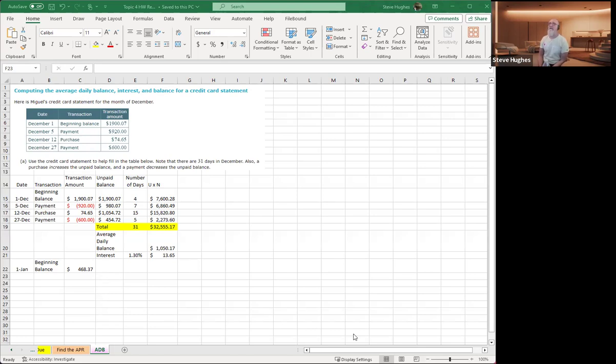So as we get started here on computing the average daily balance, interest and balance for a credit card statement, let's take a look at Excel. We're going to read down through the statement together. We have a beginning balance of $1,907.